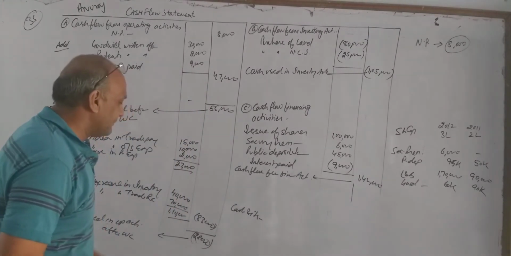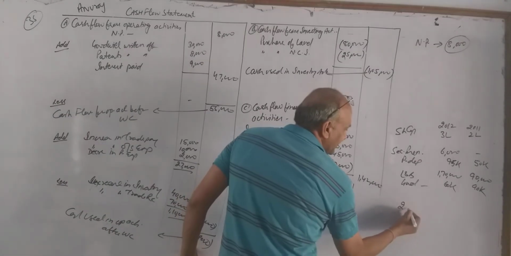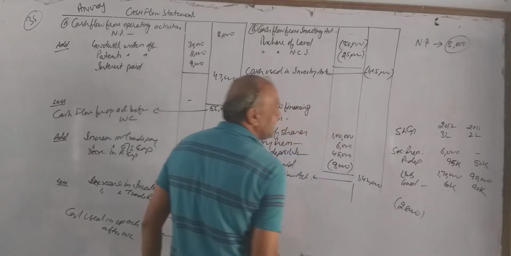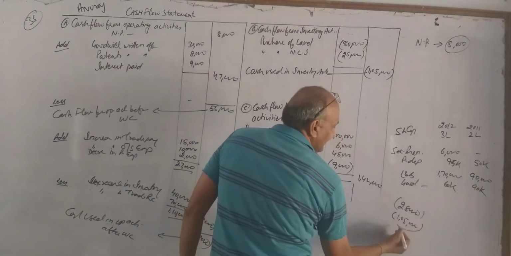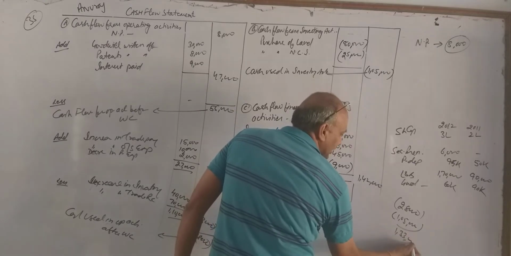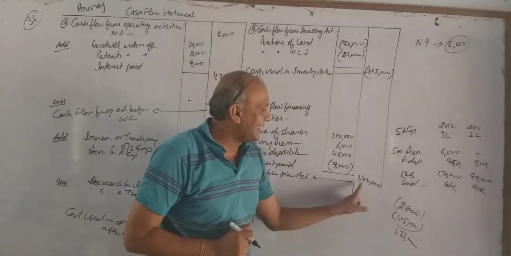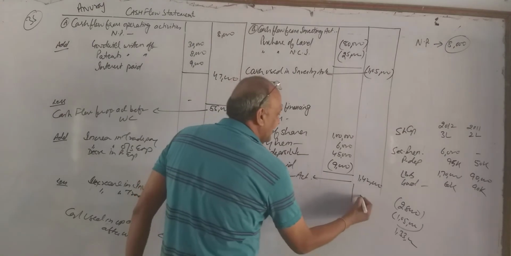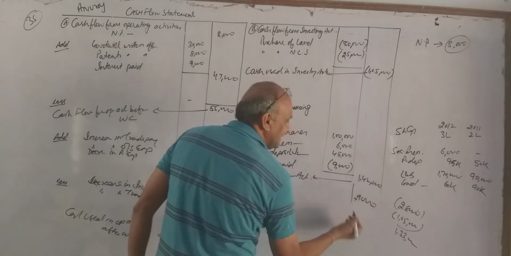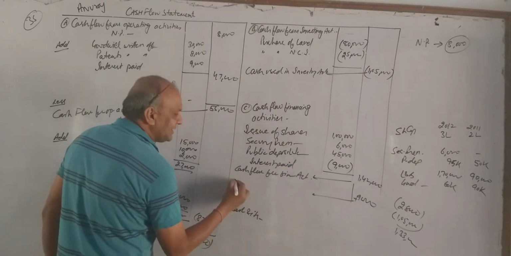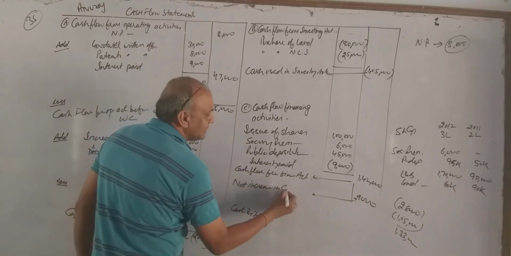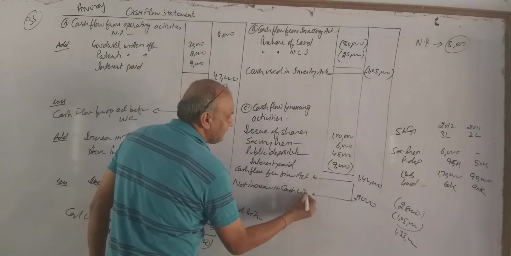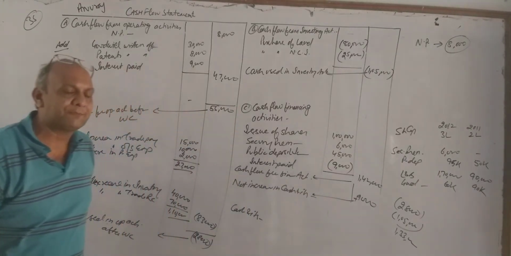Now we have three figures. One is operating activity 28,000 minus figure. Another is 1,05,000 again minus figure. So my dear, it becomes 133. 133 is minus and 142 is plus. So what the balance left? 9,000 plus item. And what we are going to write? It is plus. That's why we will write net increase in cash and its equivalents. Right? Now the last step.